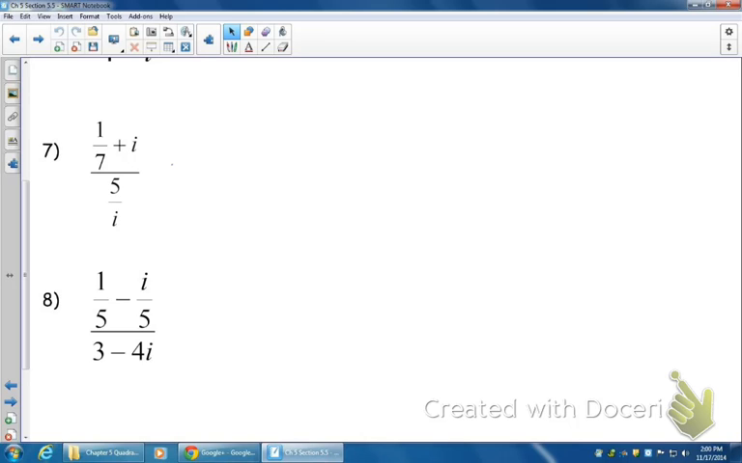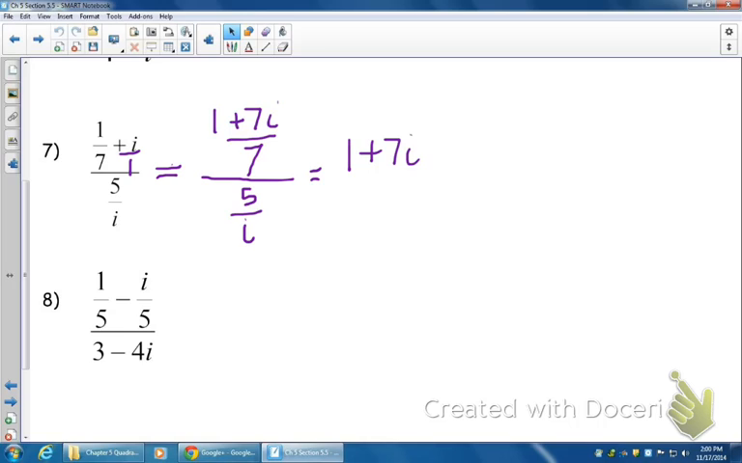In the numerator, we're going to get a common denominator. So think of this as over 1. So we have a common denominator of 7. So the left-hand side doesn't need anything, and the right-hand side needs a 7. There's nothing to do with the denominator part. So we have 1 plus 7i over 7 divided by 5 over i, which is multiplied by i over 5. So notice we did not need to rationalize anything because the i moved up to the numerator. In the denominator, we get 35.